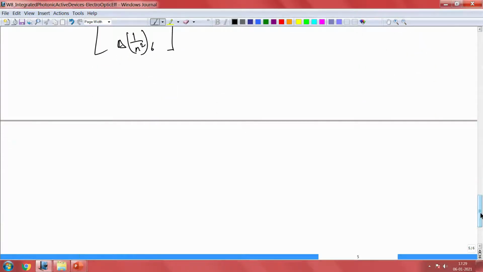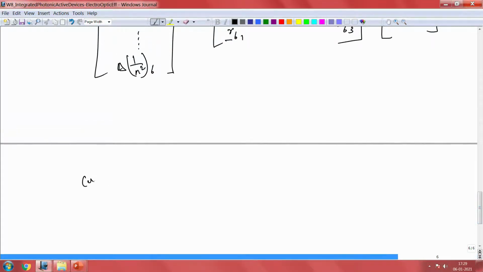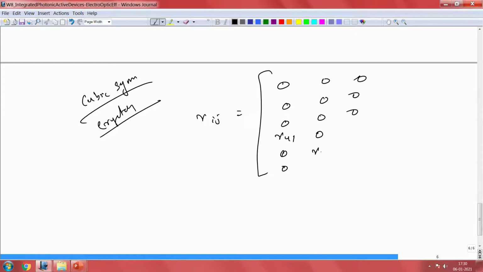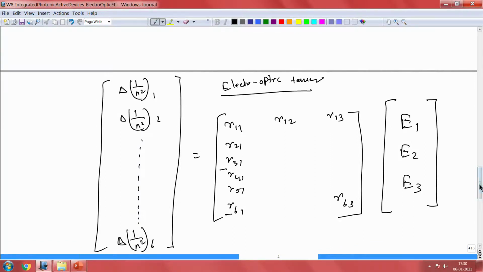Okay. So, one could write, for example, even with a crystal of cubic symmetry, a matrix like this. So, you will have 0 0 0 0 0 0 0 0 0. Now you have R41 0 0 0, R41 0 0 0 R41. So, now with this tensor, right, this is your electro-optic tensor. We find it is non-zero.